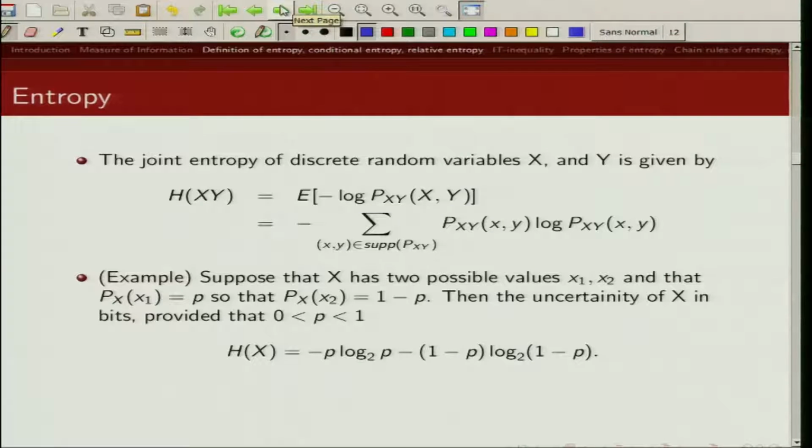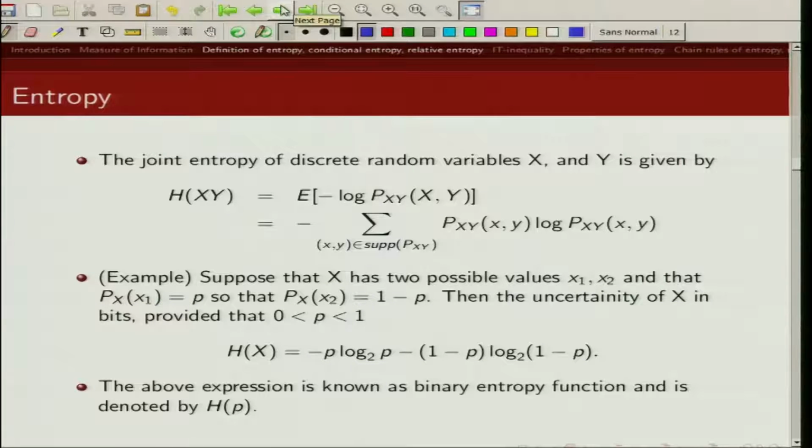Now let us take an example. Let us assume X takes two possible values, x1 and x2, and the probability of x1 is p, so the probability of x2 is 1 minus p. So what is the uncertainty, or what is the entropy, of X? According to the definition, it is the summation: minus probability of x1 times log, that is minus p log p, and minus probability of x2 times log, which is minus (1 minus p) log (1 minus p).